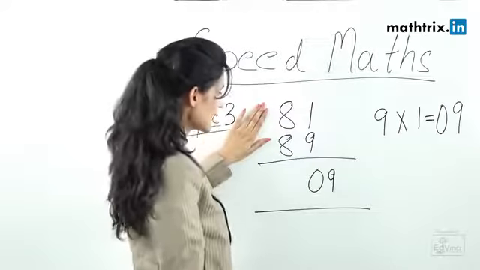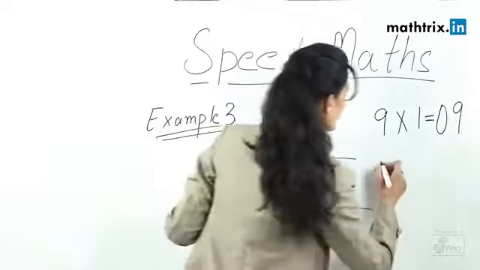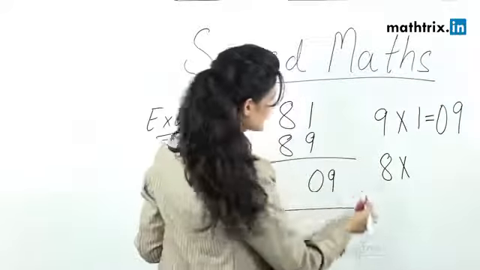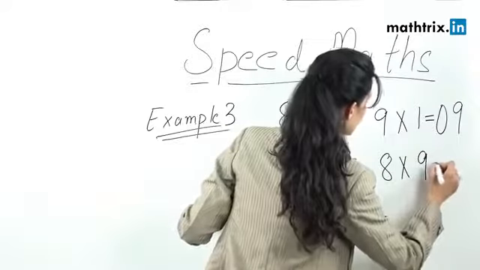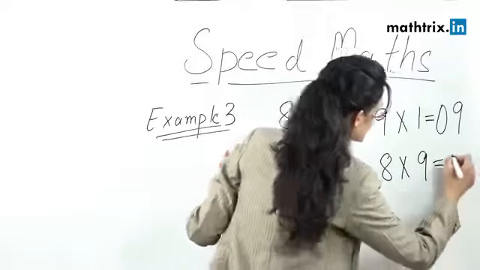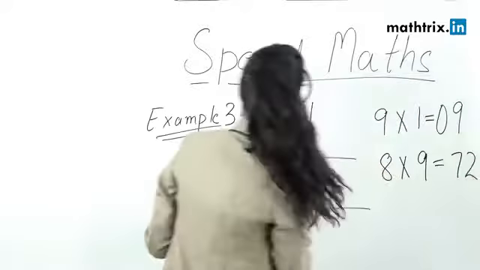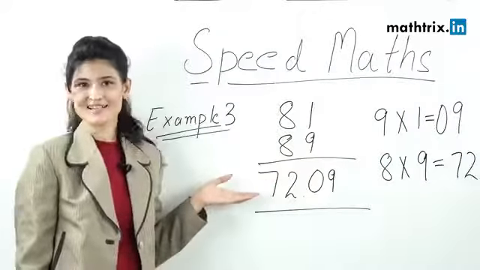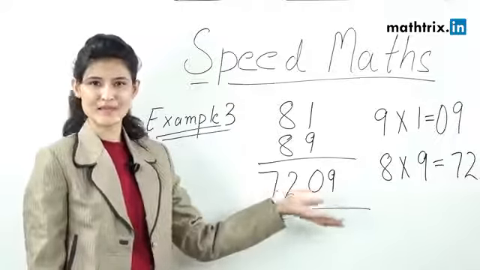Okay, so the next step, which is step number 2, in which we are multiplying 8 followed by the next integer, which is 9, and the answer is 72. We'll put it here. So here's our answer, 7209.